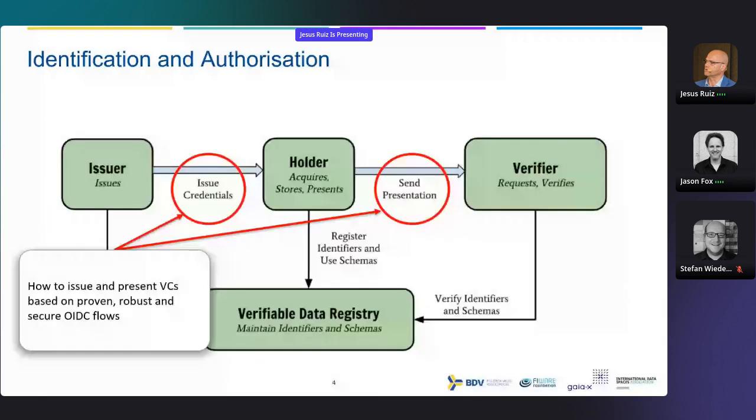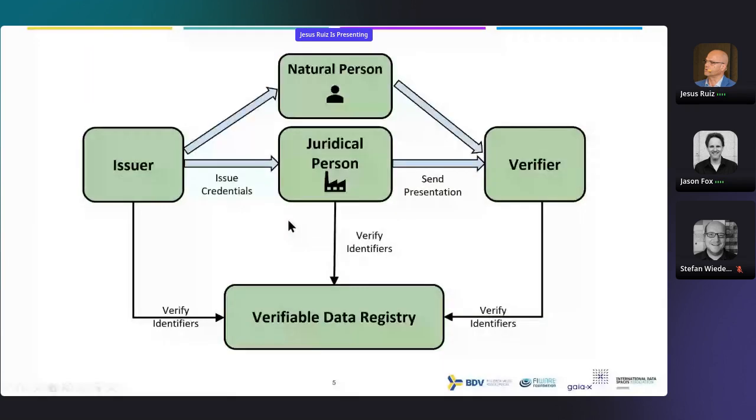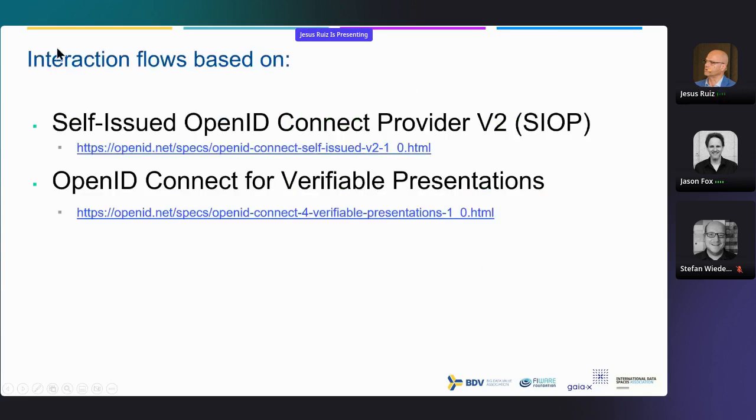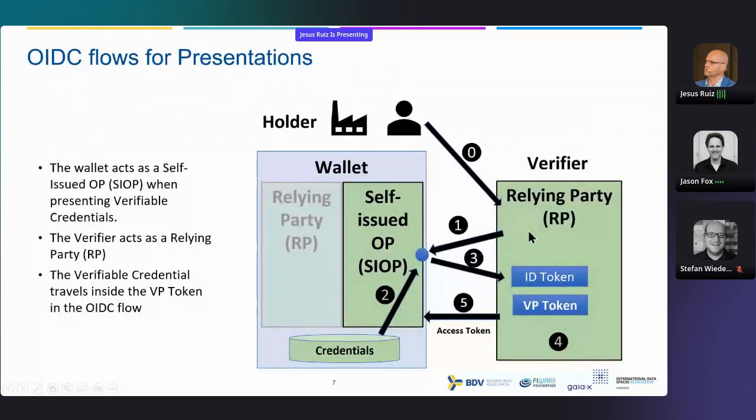Now, this is critically important, okay? You have two different things for natural persons and juridical persons: wallets for natural persons and wallets for juridical persons. Interaction flows based on SIOP and then OpenID Connect for verifiable presentations. And then these are the flows.